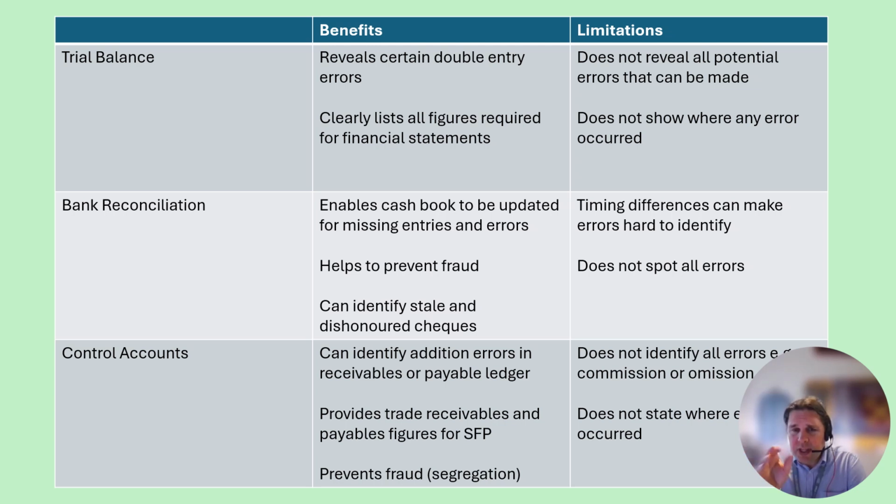It also doesn't show where the error occurred. It's just a crude instrument, isn't it? Just the 2 figures are different. So you open up a suspense account and you need to fix it. So if you were looking at the pros and cons of trial balance, that's what you'd look for.